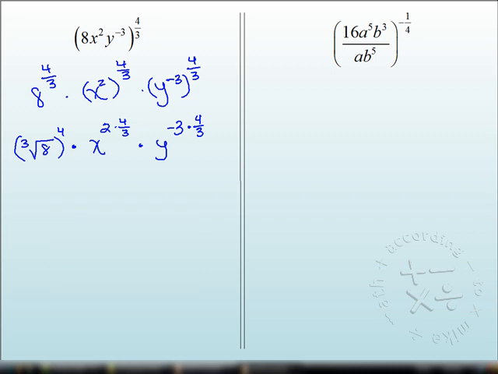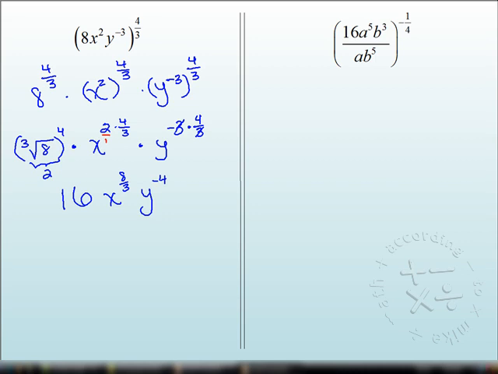The cube root of 8 is 2, and then 2 to the 4th is 16. 2 times 4/3, well, that's the same thing as 2 over 1 times 4/3. So we can just multiply across because nothing's going to cancel. That's going to give us x to the 8/3. And then lastly for y, the 3 and the negative 3 cancel out, leaving a negative left over. So we'll have y to the negative 4.